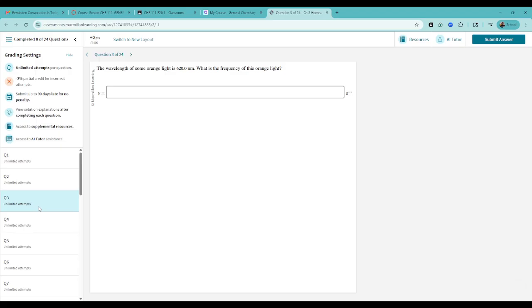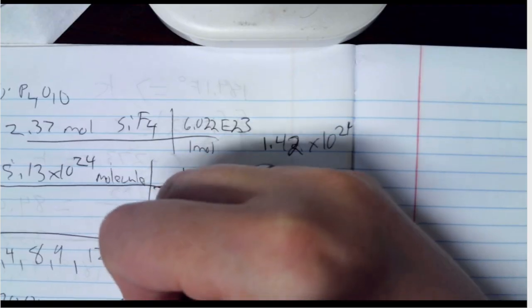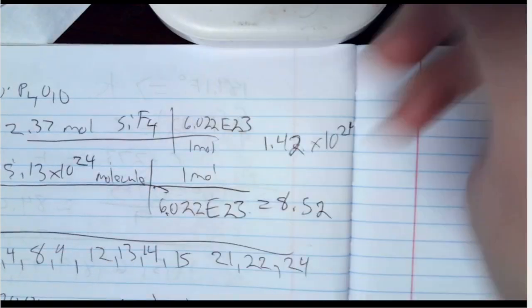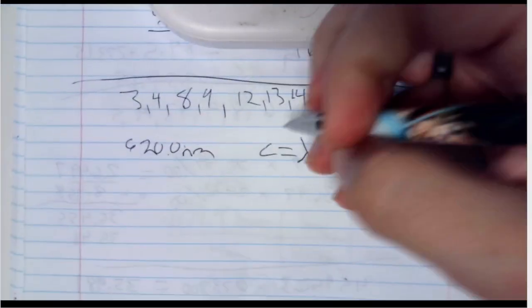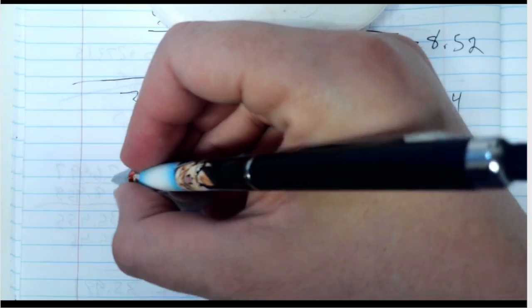The wavelength of some orange light is 620 nanometers. What is the frequency? We need a simple equation that converts these two. So we're going to go ahead and do that. The equation is c equals lambda nu, which states that the speed of light is equal to the wavelength times the frequency.